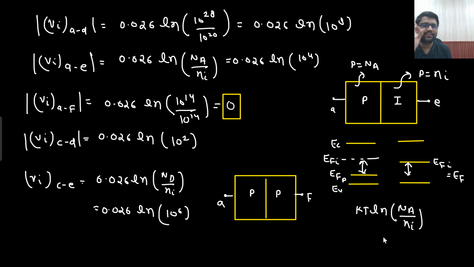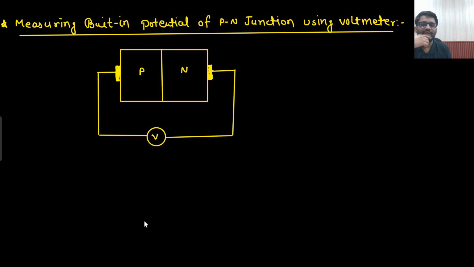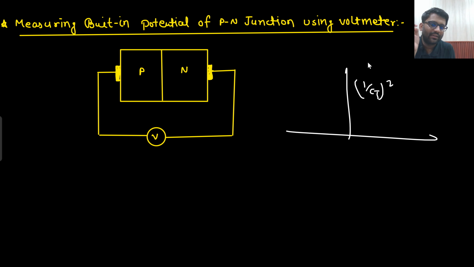Now I will answer your question: when I use a voltmeter to determine my built-in potential, why is my reading always 0? I have been asked this question a lot. For measuring the built-in potential, what did we do? Sir, we draw the graph of 1 by Ct square versus reverse bias. Reverse bias will be taken in this direction. Then we draw this graph, extend the graph backward, and where it cuts, that will be my built-in potential. This is what we do.